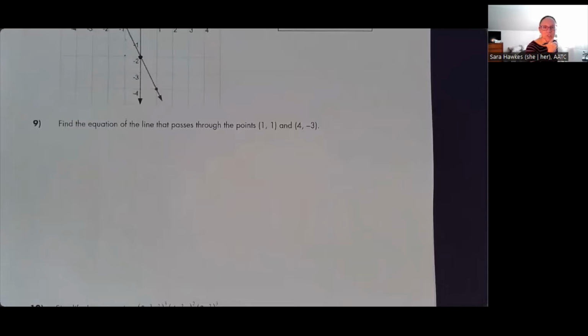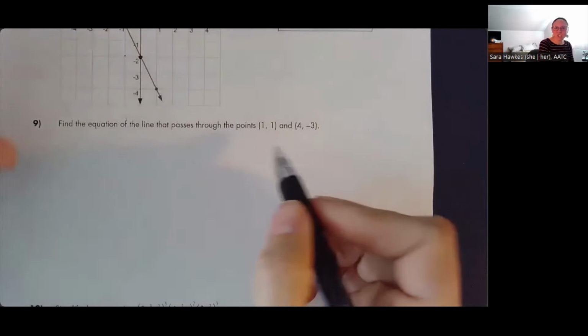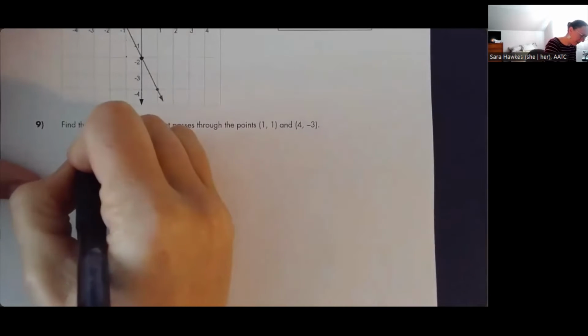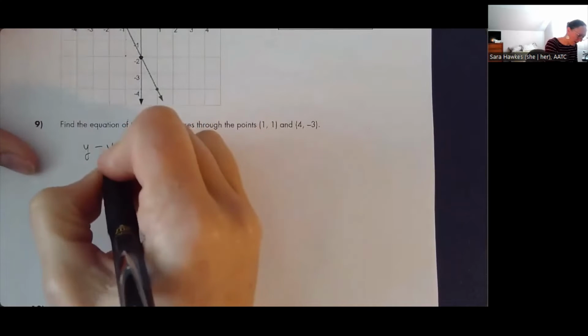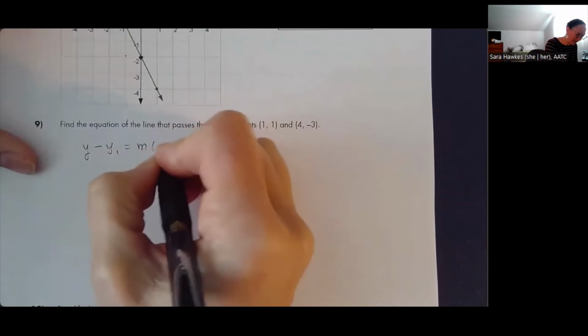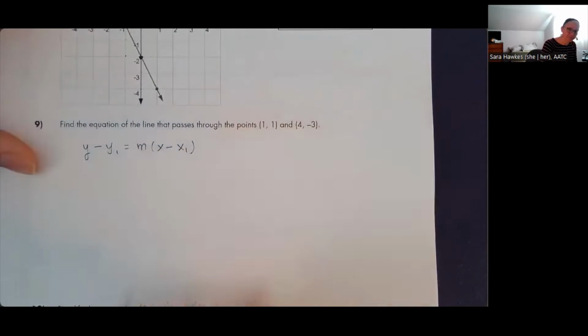Looking to find the equation of the line passing through these 2 points. I always need 2 things for the equation of a line. I've got to have a slope and a point. Well, in this case, I was given 2 of them, and we could choose either one to plug into our point slope formula. I've got y minus y1 is equal to m times x minus x1.